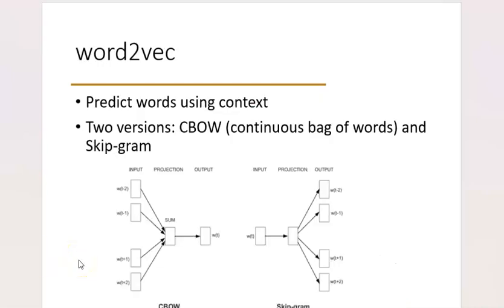Now, predicting words using context, one of the most famous approaches is word2vec, essentially. In this case, we have 2 versions. We have CBOW, which is continuous bag of words, and the skip-gram model. These methods are both efficient and scalable, making them some of the most popular ways to learn word embeddings. So let's discuss each of them in detail.